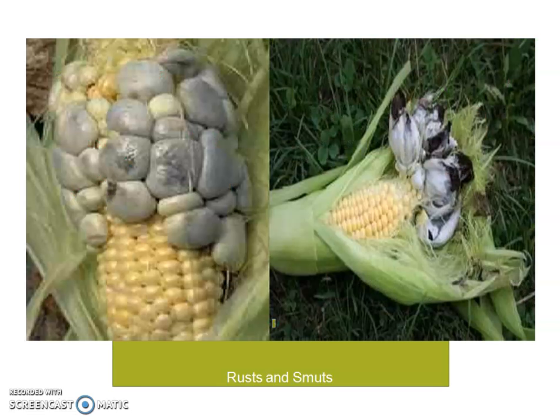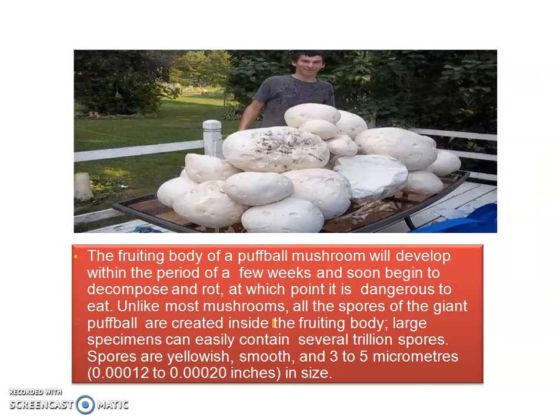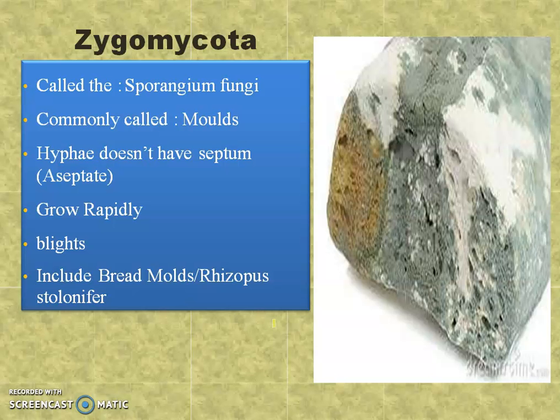Then rust and smut are also examples. Here, when they grow fully, at that time it is time for them to produce spores, and once the black spores are produced, they will start decaying and the spores will be disseminated in the air.